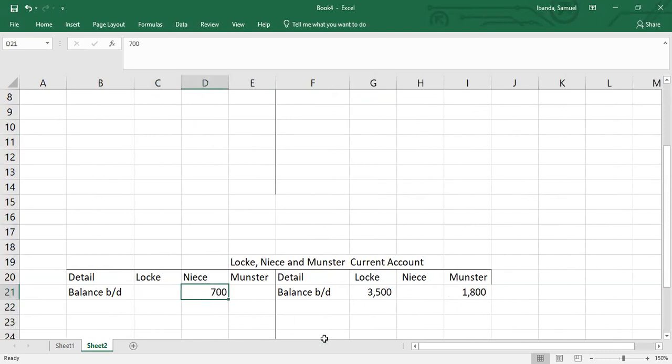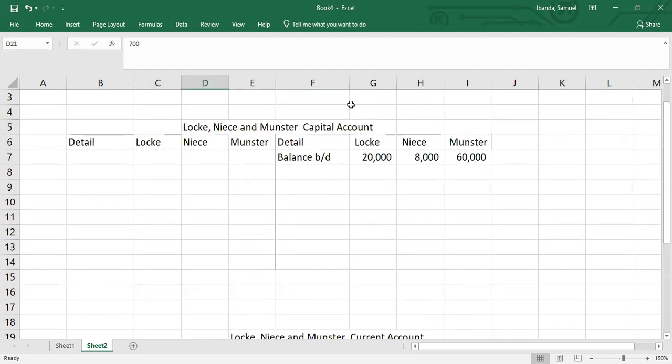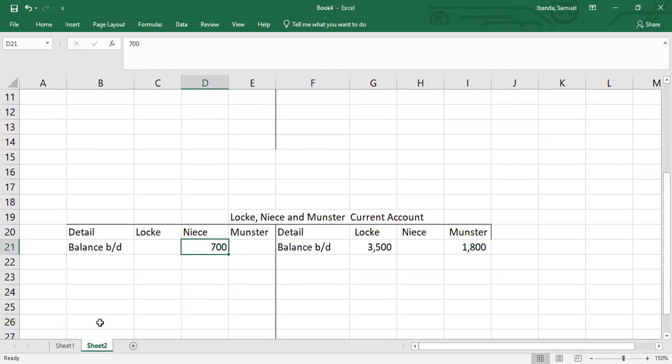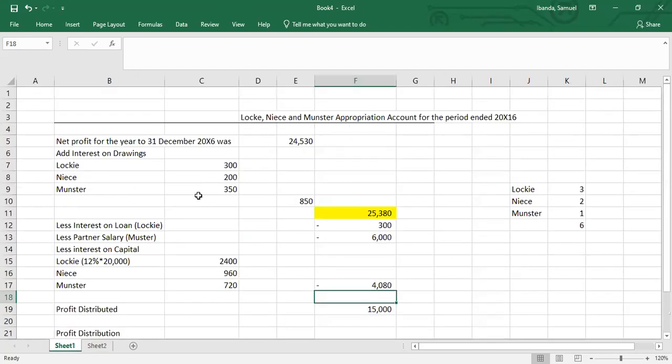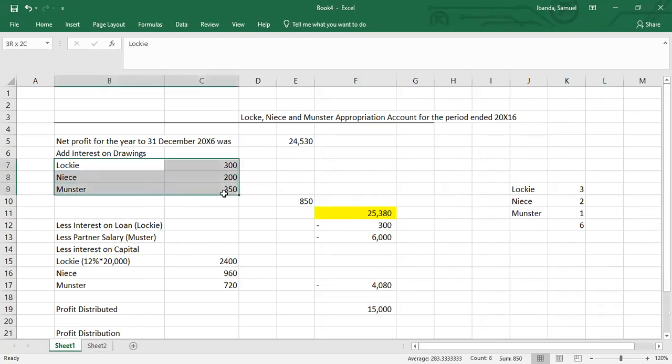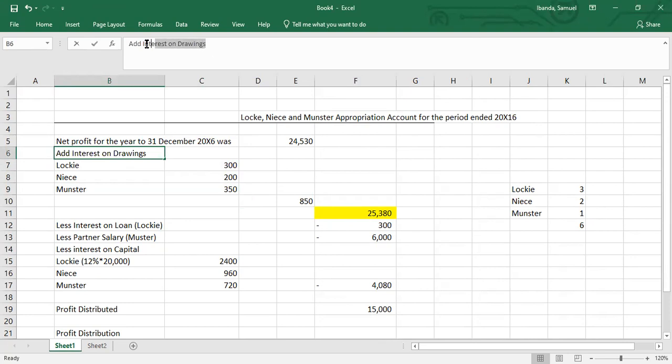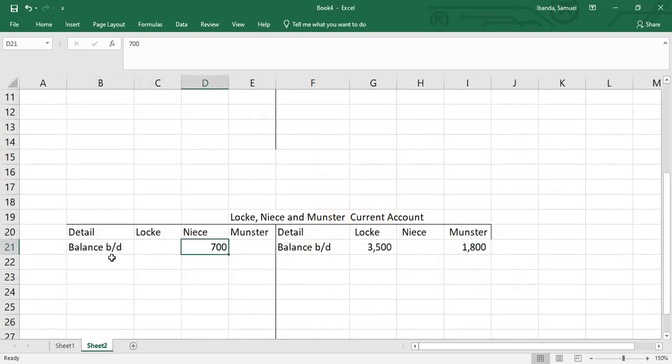Since I don't have anything that affects my capital account right now, mine is to ask myself, whatever I had in the appropriation account, what exactly could affect my current account? So I'll start with interest on drawings. Remember what happens with interest on drawings: who is benefiting? The company is benefiting. And who is losing? Of course, the partner, because this is interest being charged to them. So interest on drawings should be put on the debit side.